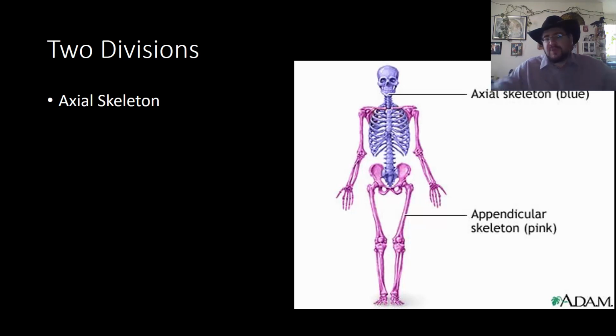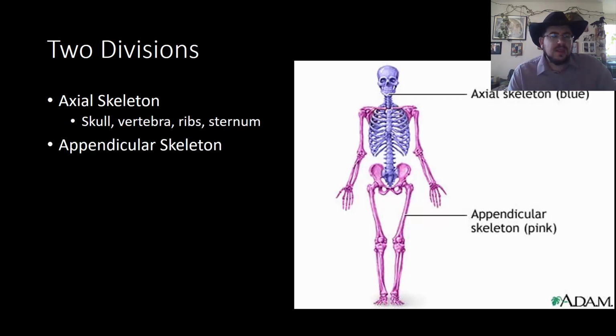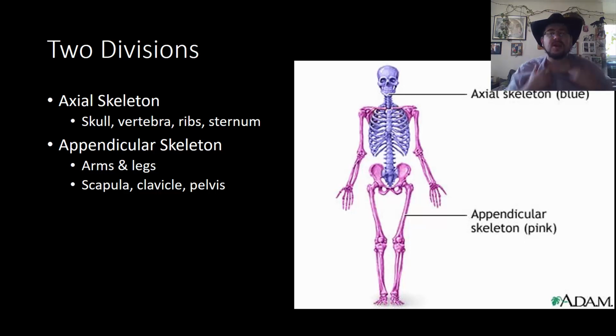So, all the bones of your arms and legs, your shoulder blades, and your pelvis. So, axial skeleton: skull, vertebra, ribs, sternum. Appendicular skeleton: your arms and legs, and your scapula, clavicle, and pelvis. Clavicle being your collarbone right here. That's part of the assembly that connects up to your arms. So it's appendicular.